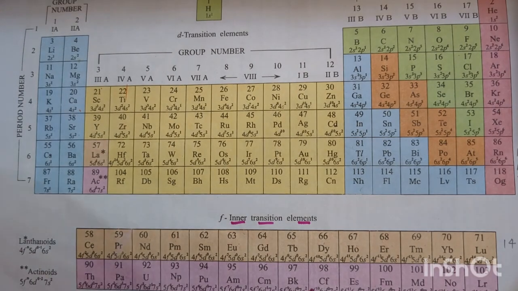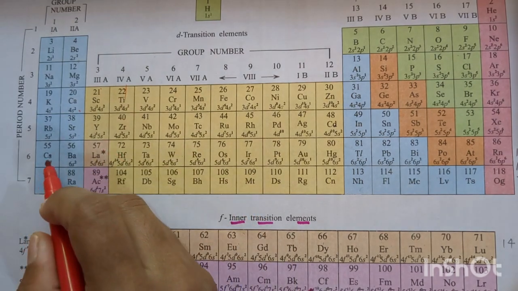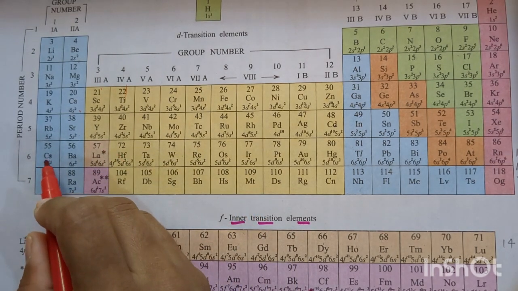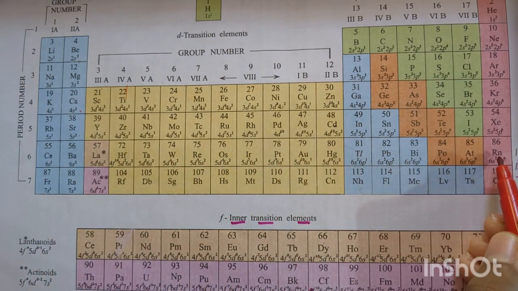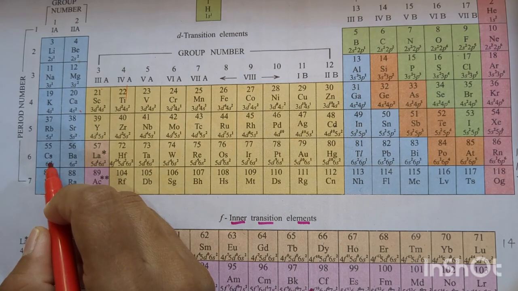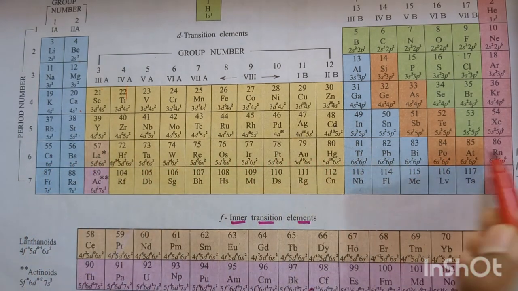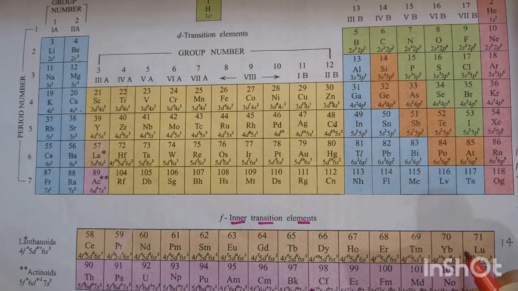Now let us consider the sixth period of this periodic table. The sixth period begins with cesium and it ends at radon. The sixth period actually contains 32 elements, because 18 elements are here and 14 elements are separately given just below the main body of the periodic table. So 14 plus 18, a total of 32 elements are there in the sixth period.